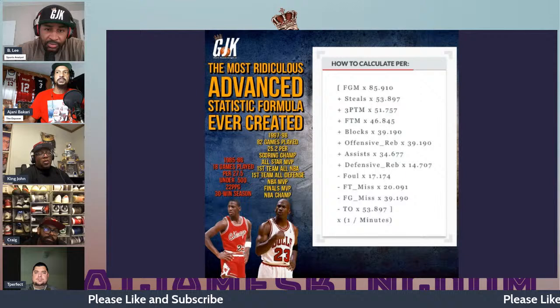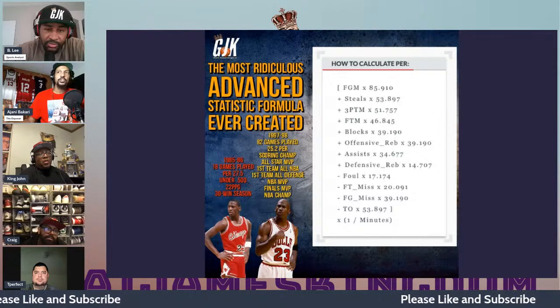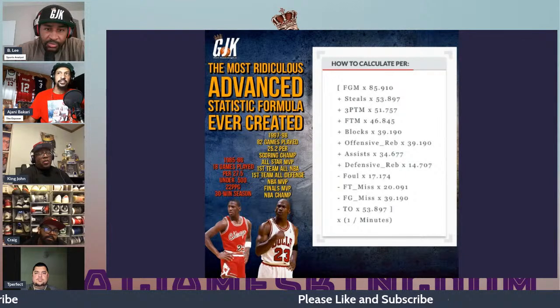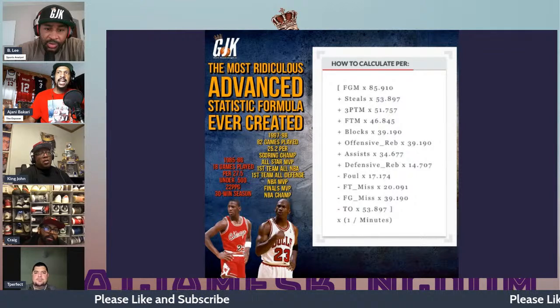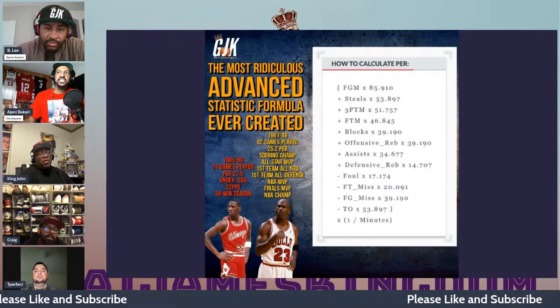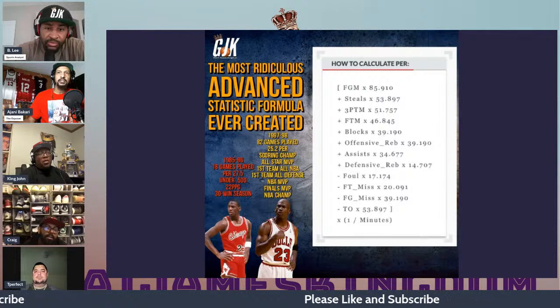We all agree these are all subjective values, right? Because we all agree steals is not more valuable than a 3-pointer and a free throw, correct? No. Yeah, of course. And if a steal ends a possession, shouldn't defensive rebounds be right there with it? It should be equal. Okay, all right.